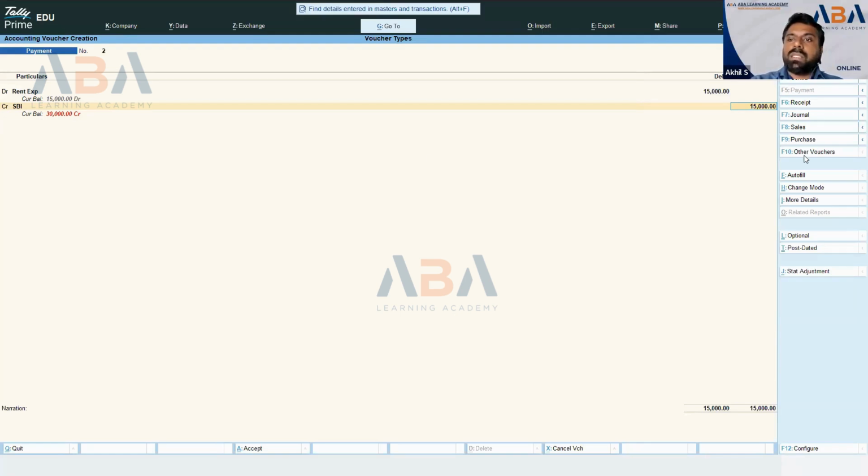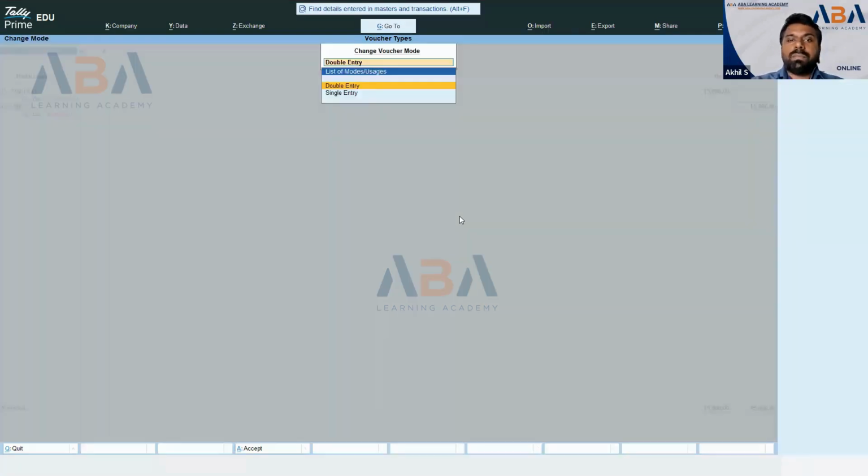Yesterday I already explained that Tally has different modes. Single entry mode is there, multiple entry, and double entry mode is there. This is the double entry mode. If you want to post it in single entry, there is an option here, change mode. The shortcut is Control plus H. Just select the change mode option here and it will take you to the mode selection. Here you can see double entry and single entry. Whichever mode you are comfortable with, you can select that and then post the transaction.